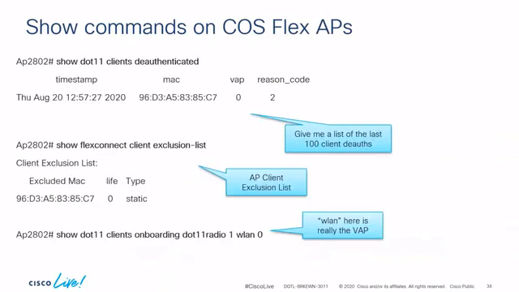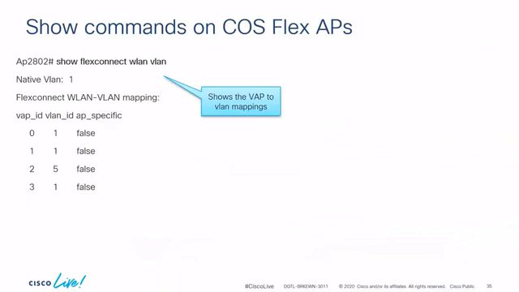We want to know the last 100 reasons why clients got deauthenticated. We can do show dot11 clients deauthenticated, to get an idea of why they got kicked off. Show FlexConnect client exclusion gives us our client exclusion list. Here I manually excluded a particular client on the controller. It got pushed down to this Flex AP. Again, this also shows you the WLAN VLAN. That shows us our VAP, which we talked about before, and also what VLAN it's mapped to.